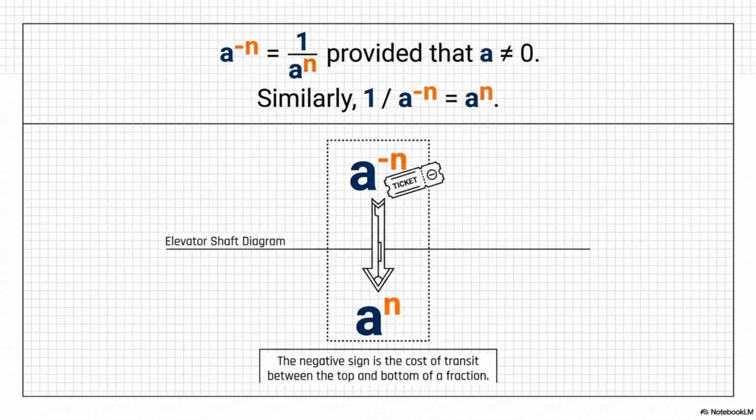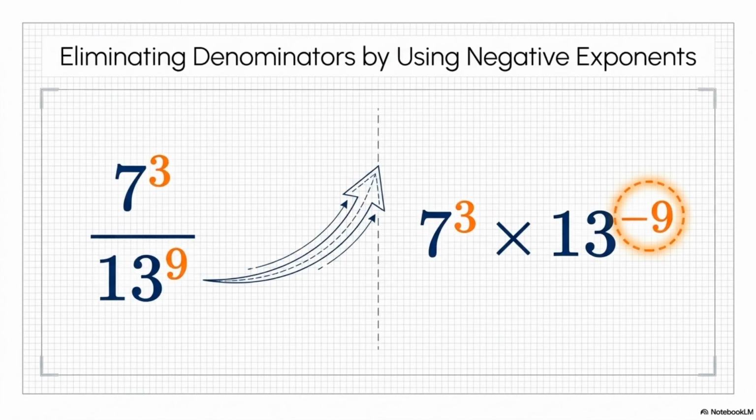And the best part about an elevator is that it goes both ways. Wait, really? Yeah, the textbook shows how you can use this rule in reverse to clean up messy division problems. Imagine you have a calculation like 7 to the 3rd divided by 13 to the 9th. Okay, a fraction with different bases, so I can't combine them. Right, you can't combine them, but maybe you need to plug this expression into a computer program that hates fractions, or you just want everything written on one flat, clean line. How do you get that 13 to the 9th out of the denominator?